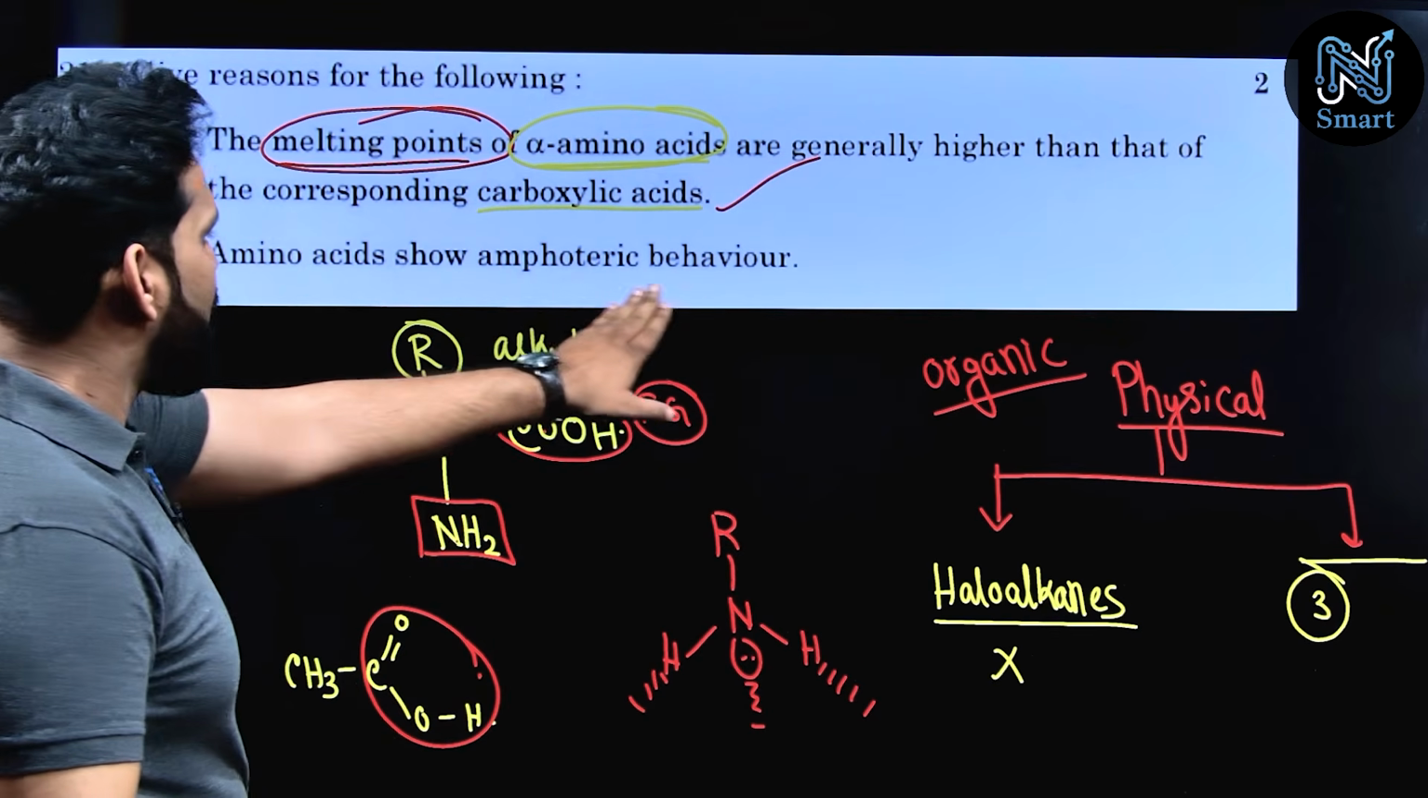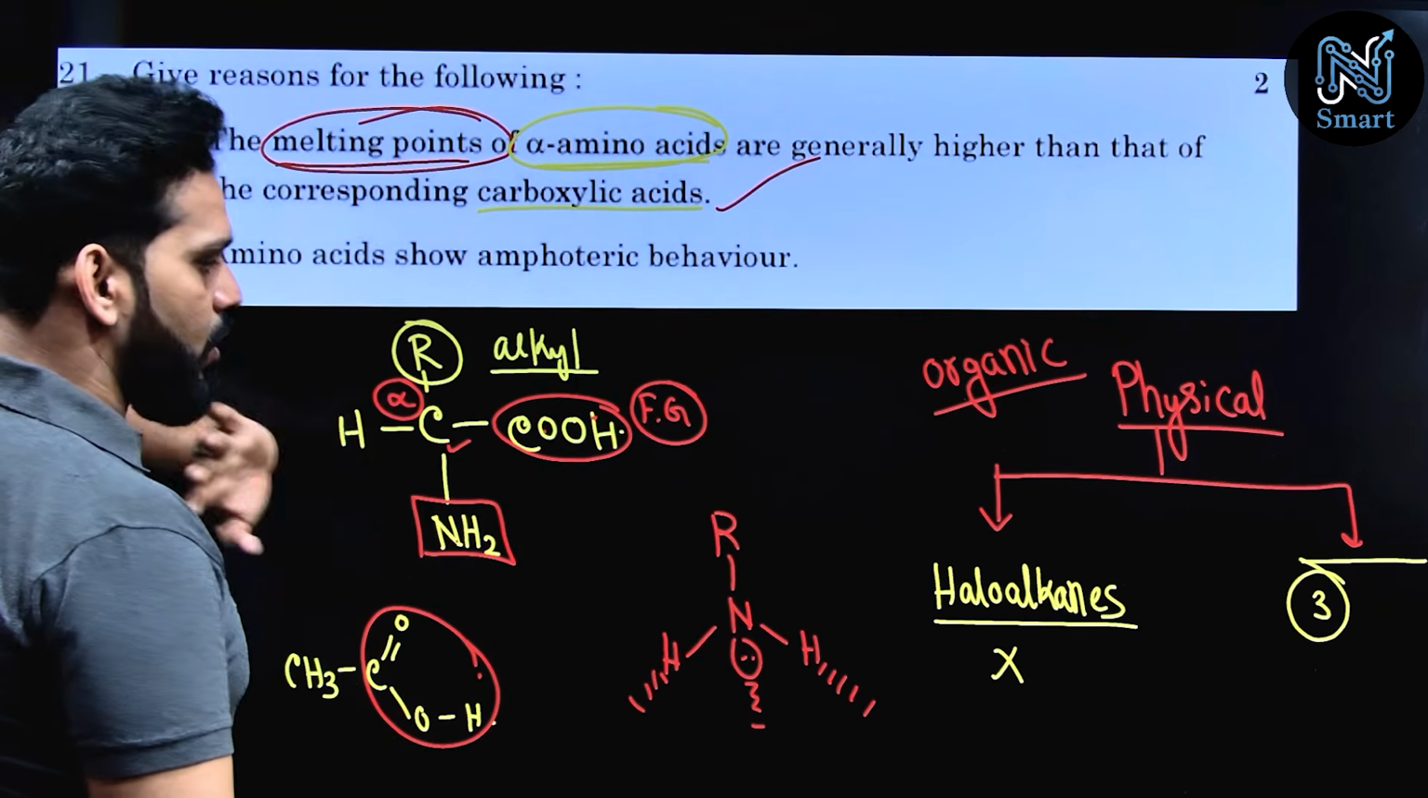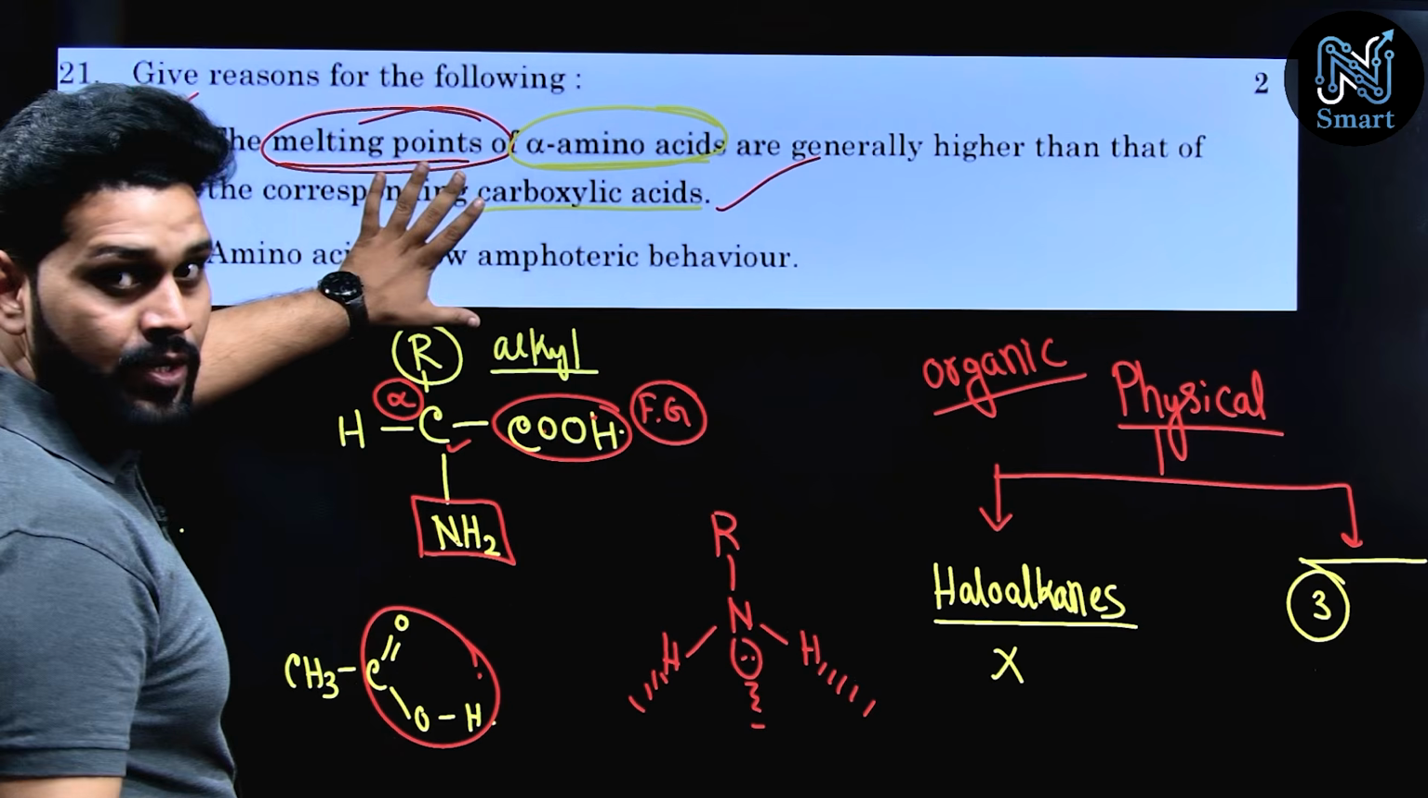The amino acids show amphoteric behavior. This is not a part of this discussion, right? This is because of the zwitterionic formation, right?